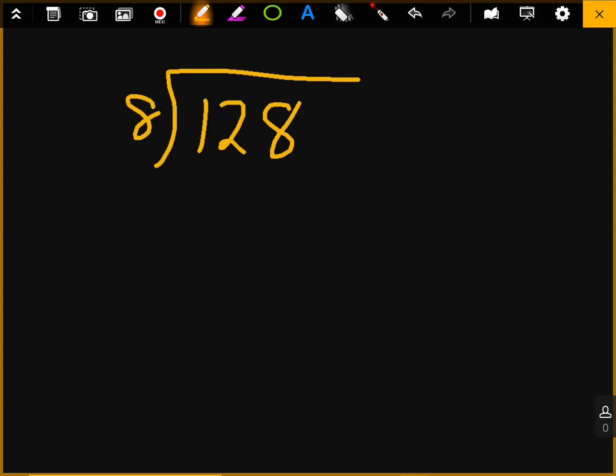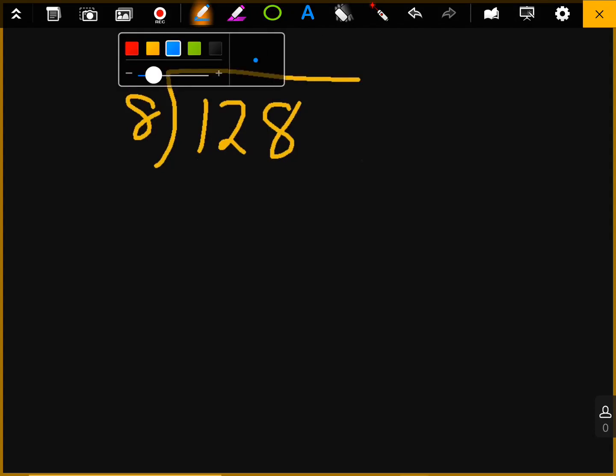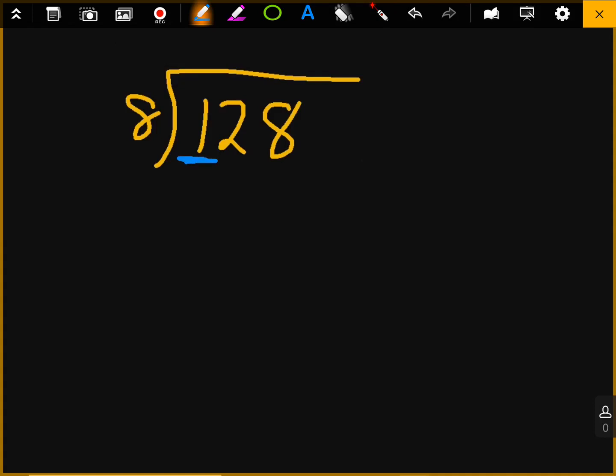So the first step doesn't apply here, okay? Because the first number in the word problem was 8. That's not the one being divided. Like I said, that step's only for different problems, and I'll explain it for example 2. But the next step is, how many times does the outside number go in the first digit? So how many times does 8 go into 1? Well, 8 doesn't go into 1. So we have to look at 12. Does 8 go into 12? Absolutely. 8 goes into 12 one time.